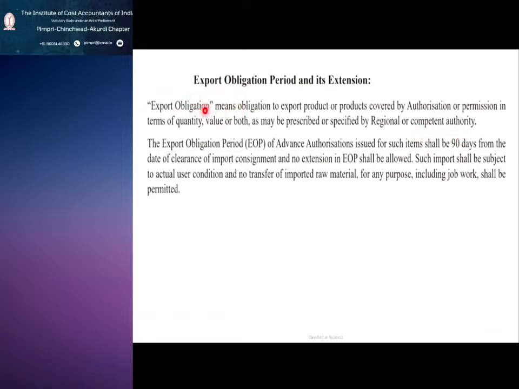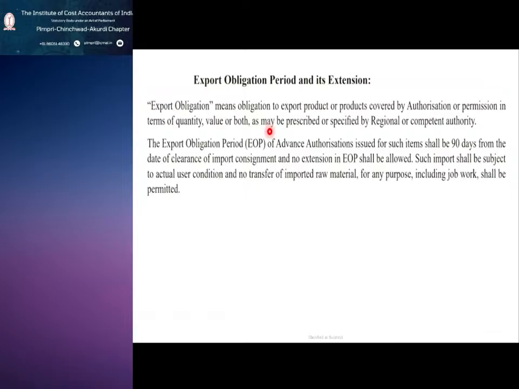So export obligation means what? For what purpose we have taken the license. The license is for importing the material duty free, and when the obligation is complete, you imported the raw material, and within a period of 90 days you should use the raw material and have to do the export. That we call export obligation.